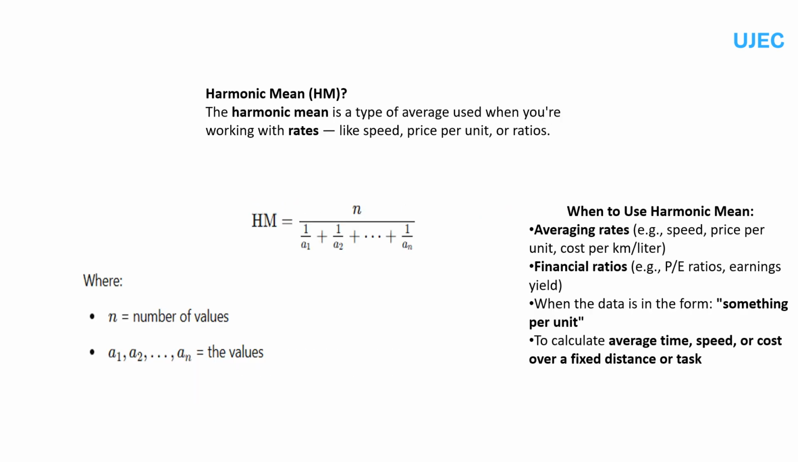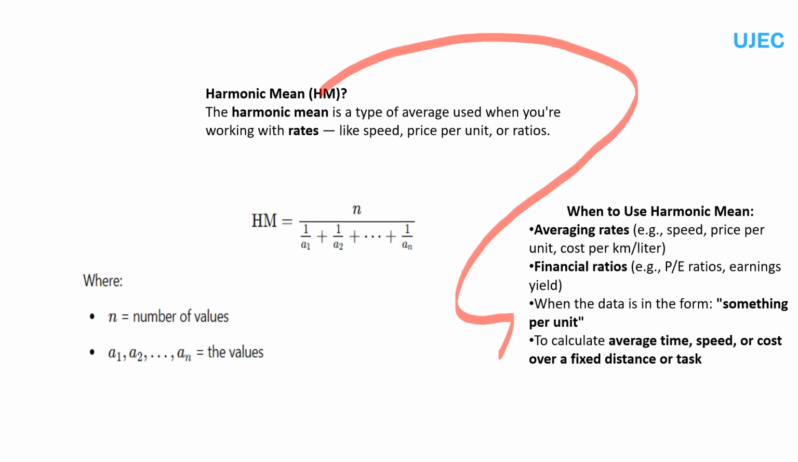Okay. Harmonic mean is a type of average used when you are working with rates like speed, price, basically when you are calculating something per unit. That's when you use harmonic mean, when you are calculating something per unit.